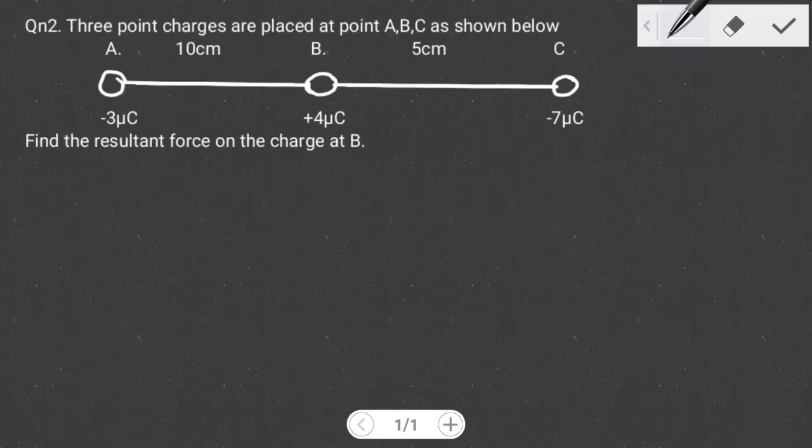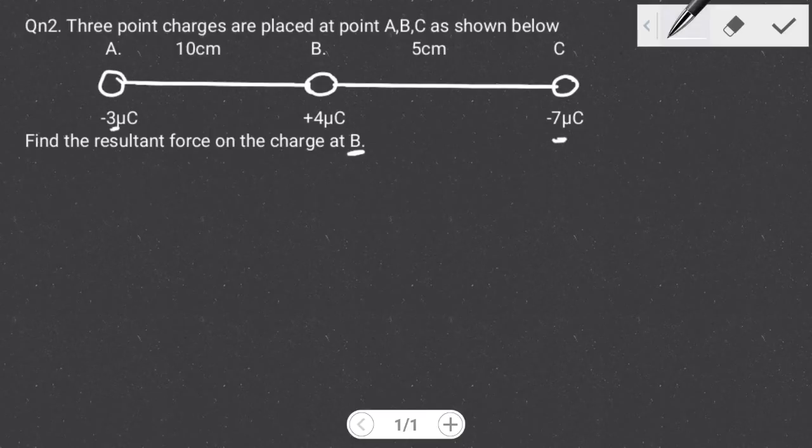Now, consider such a problem that 3 point charges are placed at points A, B, C as shown below. From A to B, the distance of separation is 10 centimeters, then from B to C is 5 centimeters. They have negative 3 nC charge, positive 4 nC charge, and negative 7 nC charge. Now, they want the resultant force at B due to these charges.